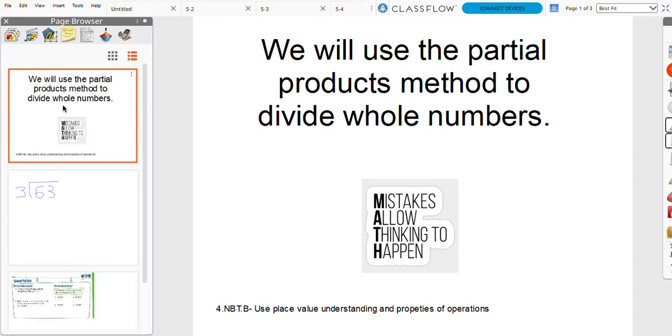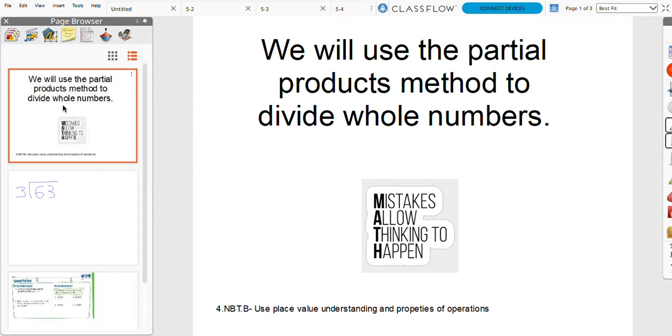Greetings, mathematicians. Today we will use the partial products method to divide whole numbers. This is going to be a method in which you will use your extended fact and powers of 10 knowledge to allow you to break your dividend, or the number that you're dividing up by your divisor, into smaller pieces until you get to 0 or a remainder. Most of the problems today should divide evenly.